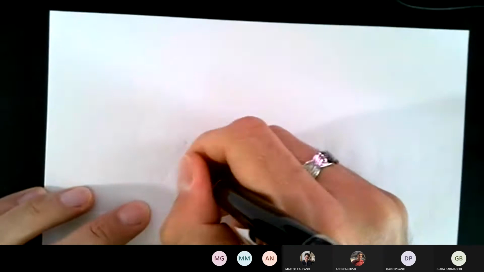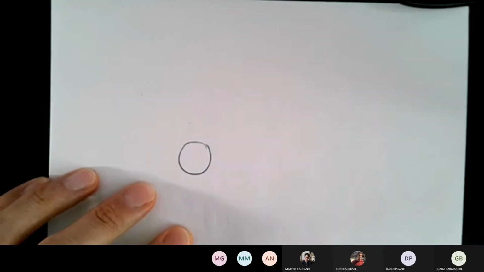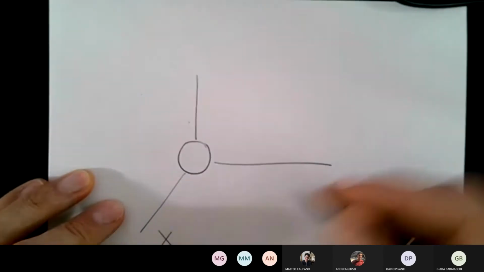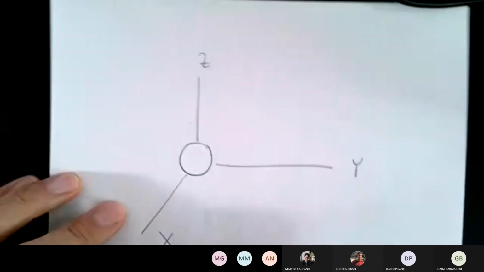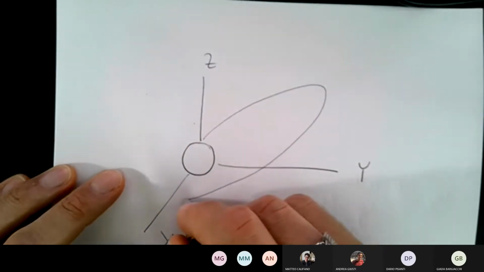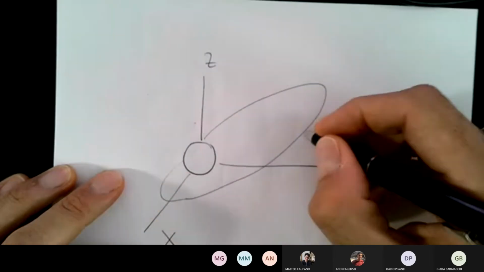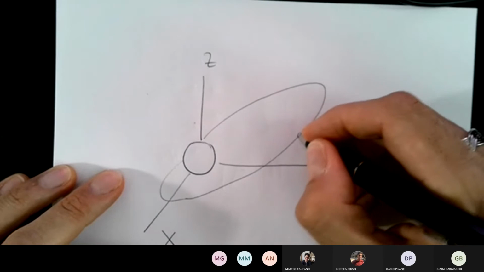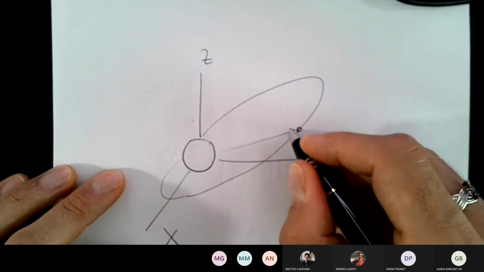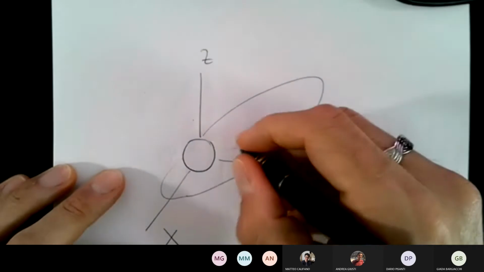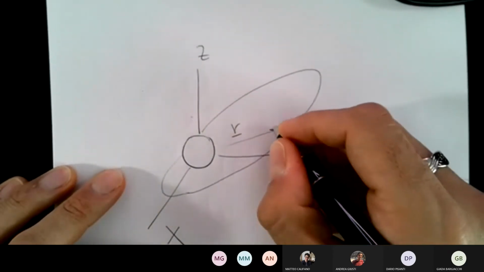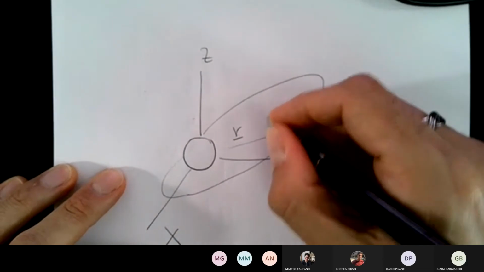Let's see. Planet, ECI, X, Y, and Z. You have your orbit around the planet, whatever that is. And at any position on the orbit, I have in that function the position vector r. So your A3 is the unit vector that points in this direction.